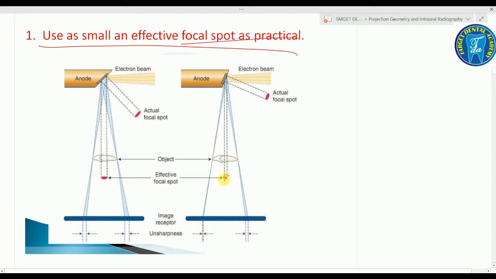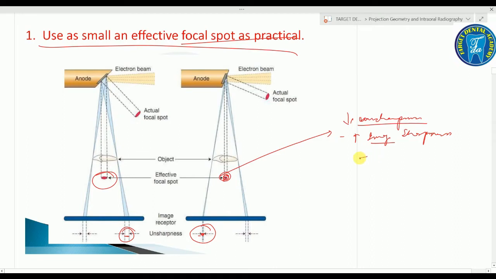See, in this, when we use a small focal spot, it leads to a decrease in the unsharpness. Can you see this? There is a decrease in the unsharpness. When we are using a large focal spot, there is an increase in the area of the unsharpness. But when we are using a small focal spot, it leads to a decrease in the unsharpness and an increase in the image sharpness and resolution.